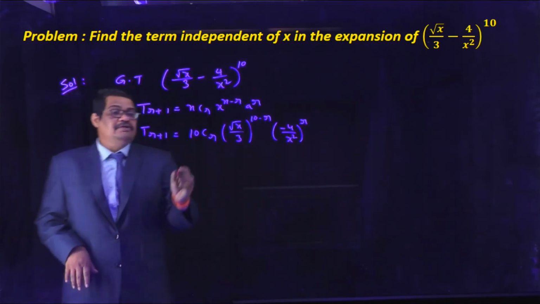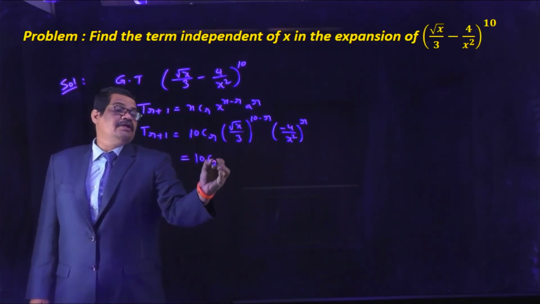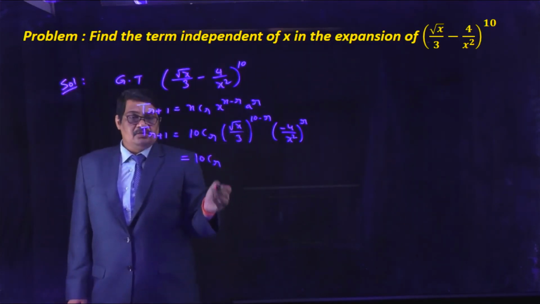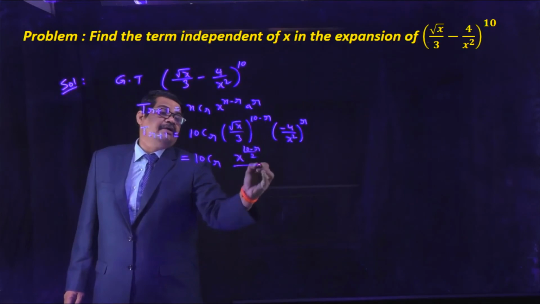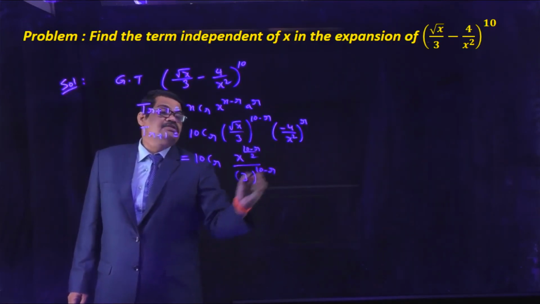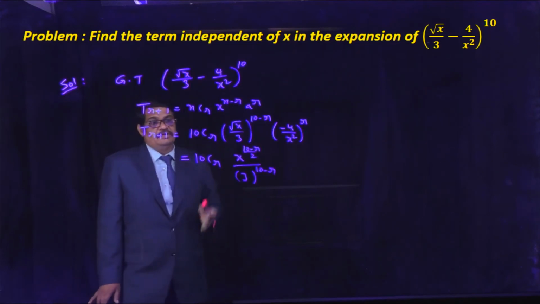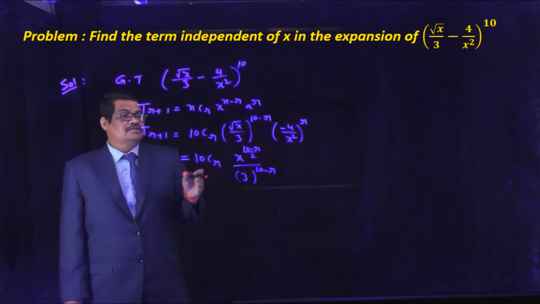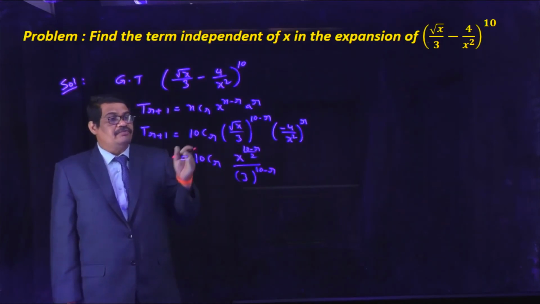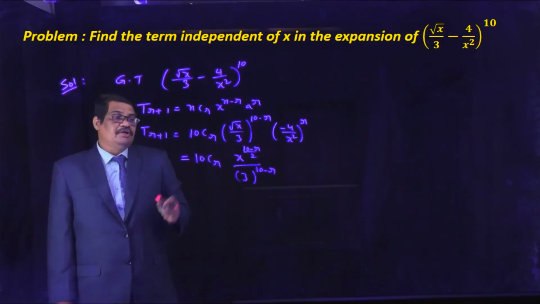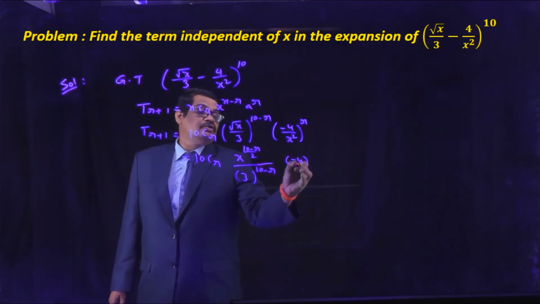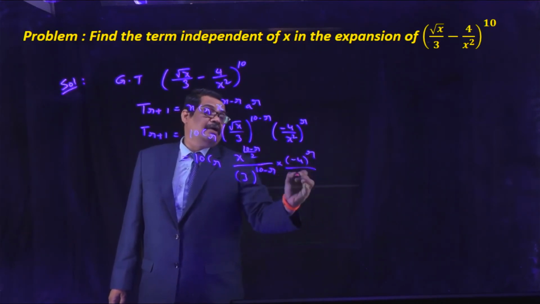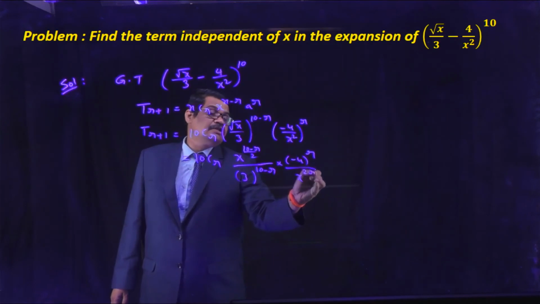Now we are simplifying this. That is equal to 10Cr. Here √x means x to the power of 1/2, so (√x)^(10−r) is x to the power of (10−r)/2, and we separate the numerator and denominator: 3 to the power of 10 − r in the denominator. Into (−4)^r by (x²)^r, that is x^(2r).